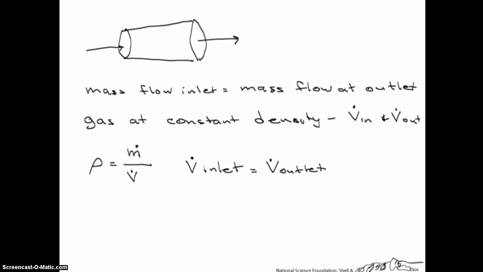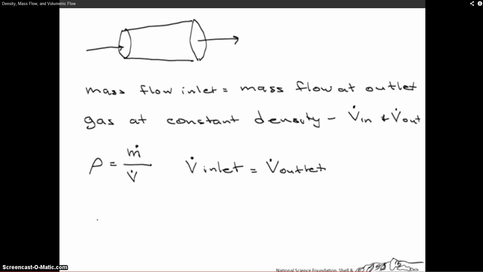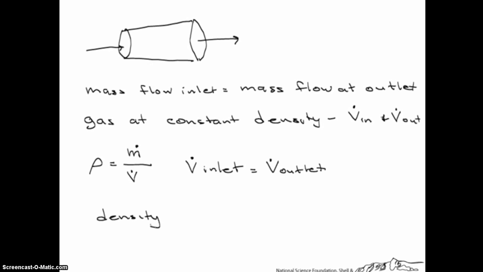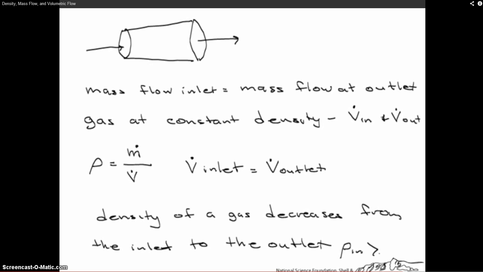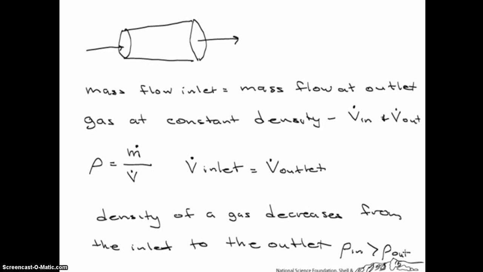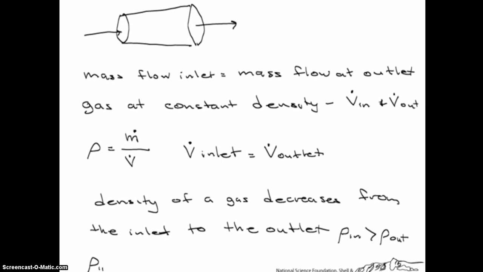Now, let's look at a situation where the density is not constant. So let's say that the density of a gas decreases from the inlet to the outlet. In other words, the density going in is greater than the density coming out. Well, we know that the mass flow rate stays constant, so rho in V in has to equal rho out V out. However, if rho in is greater than rho out, in order for the mass balance to work, V in has to be less than V out.